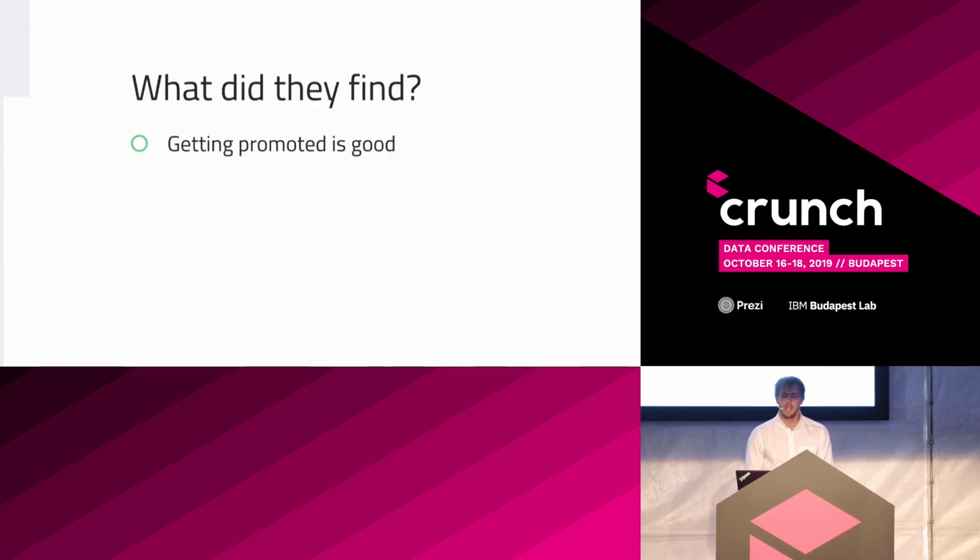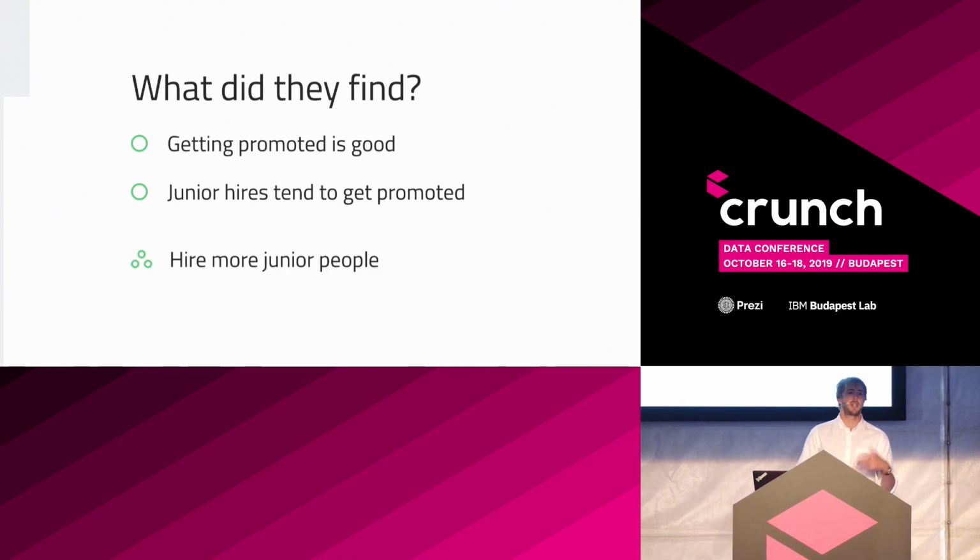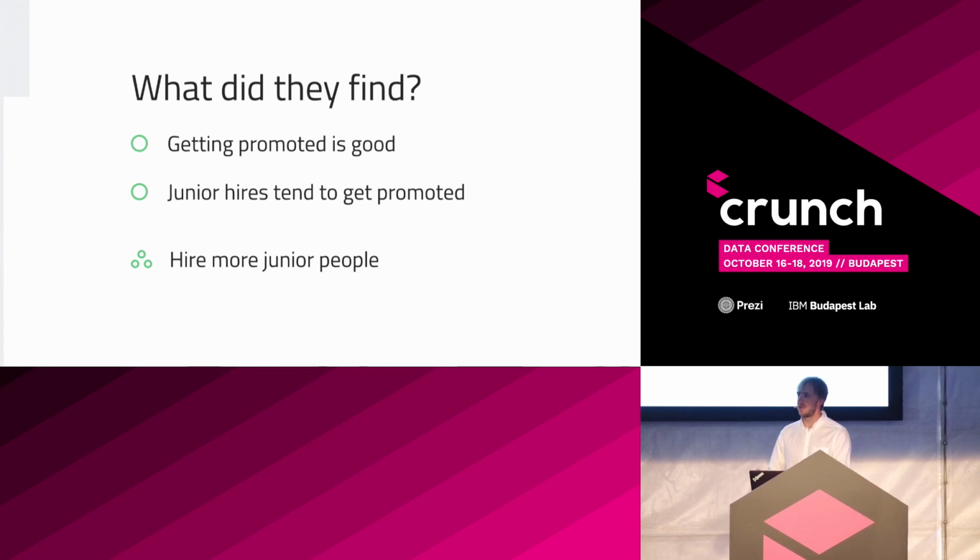And so what did they find? They found that getting promoted is good. That's an indicator of someone being successful in the job. So great, let's find people who get promoted. And they found that junior hires tend to get promoted the most. So the company had this proposal on the CEO's desk that was about to get rubber stamped, that they should hire more junior people. That they should just fill the company with lots of junior people because they're clearly the best because they get promoted all the time.